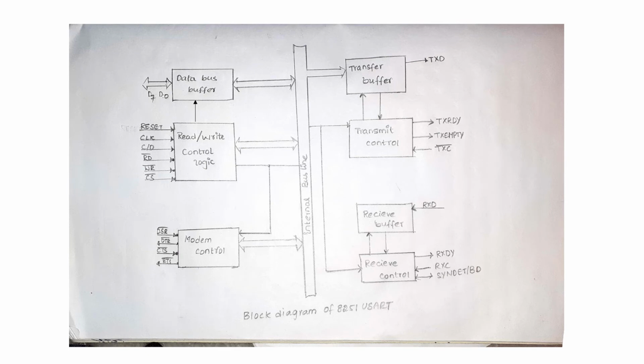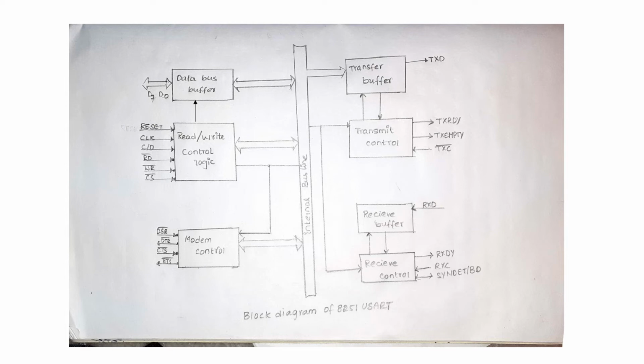My next topic is Intel 8251 USART. USART means Universal Synchronous Asynchronous Receiver Transmitter. USART converts serial data to parallel data and parallel data to serial. It also supports synchronous data transmission and asynchronous data transmission. Mainly it is preferred for serial data communication.